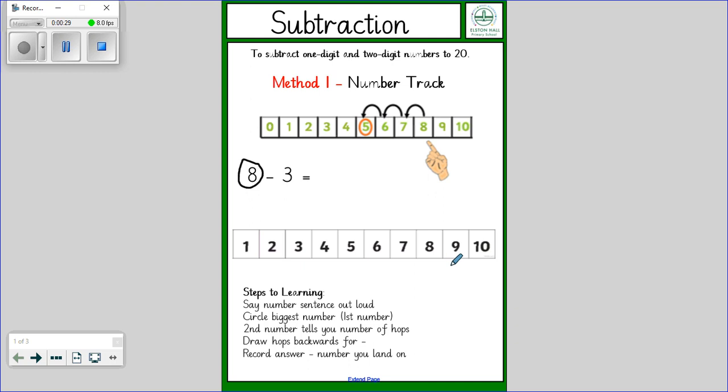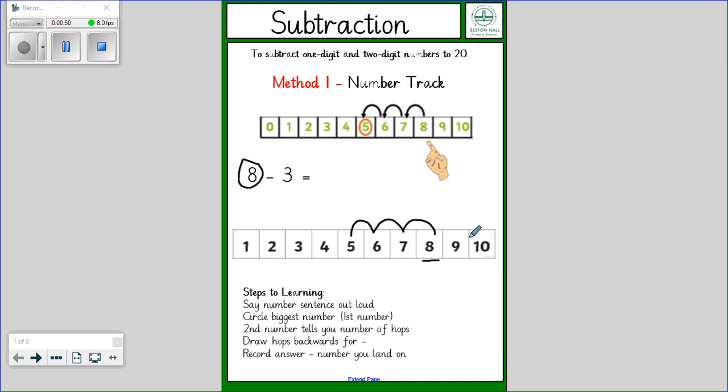We then find this number on the number track and underline it. The second number in the number sentence tells you how many hops backwards we will be doing to subtract. In this case, we are doing 3 hops. Let's draw them. 1, 2, 3.